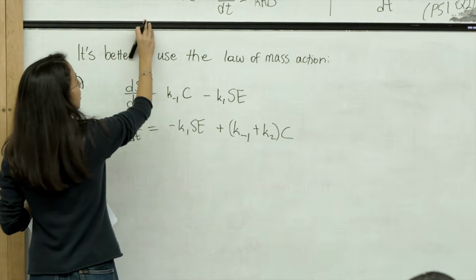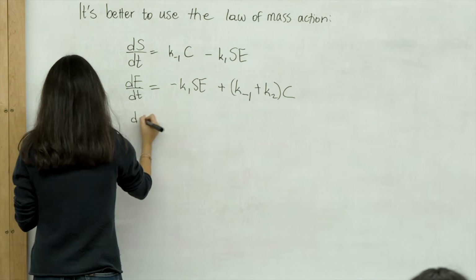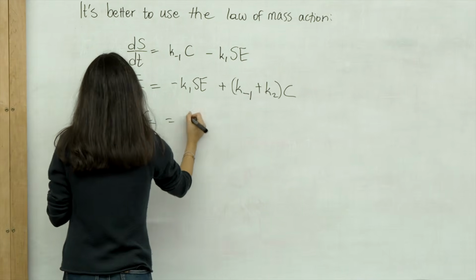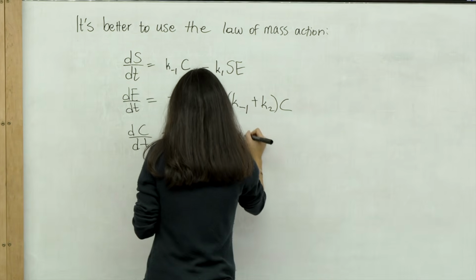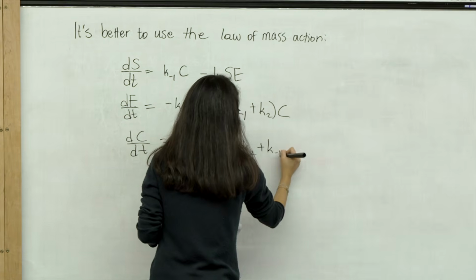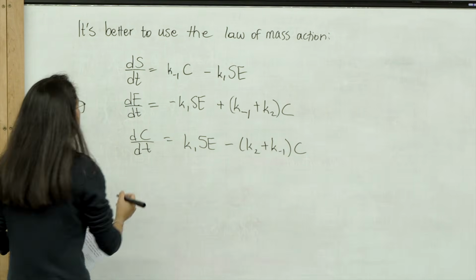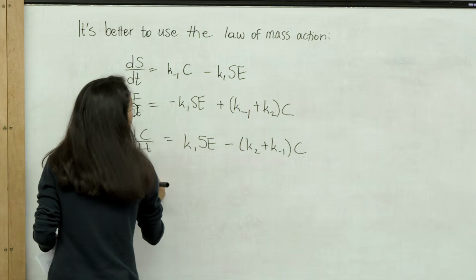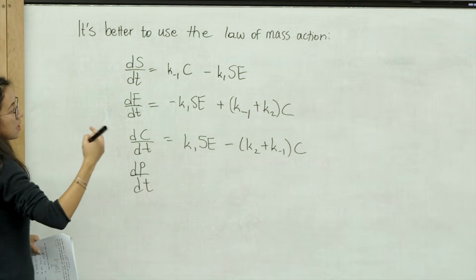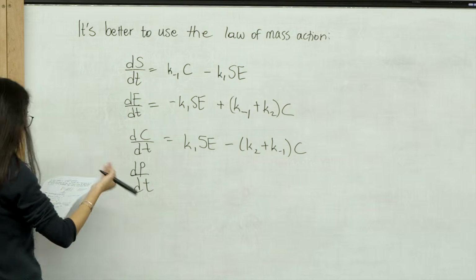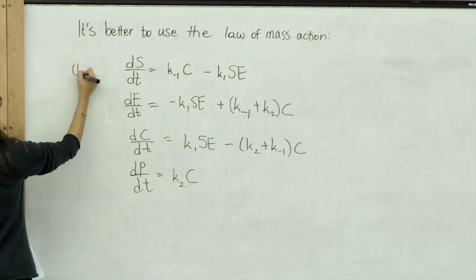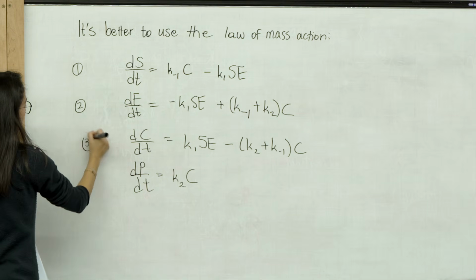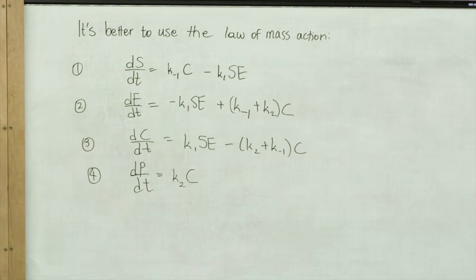And then since you understood how to do this, I will write the other two down. So the complex basically increases when S and E react together, and otherwise decreases with these two rates. And then finally, the product one is the simplest one. It basically increases with rate k2 when you have C being produced. So we have these equations. I will name them 1, 2, 3, and 4 because I will be using these equations now. Were you able to follow? OK, great.